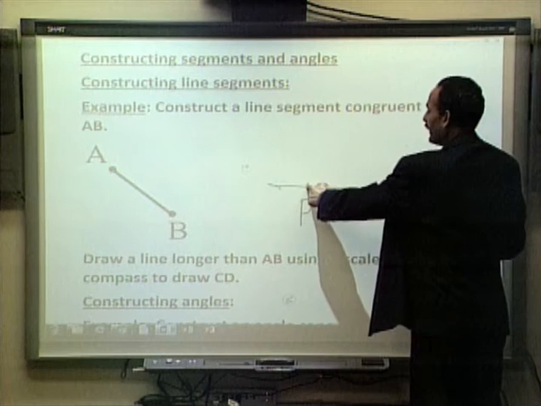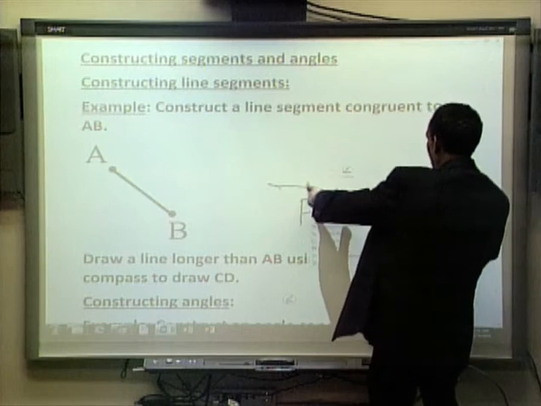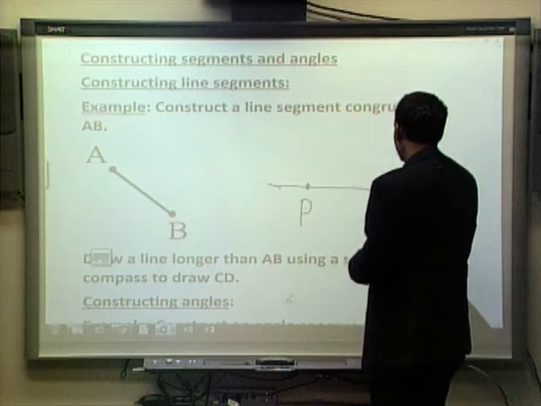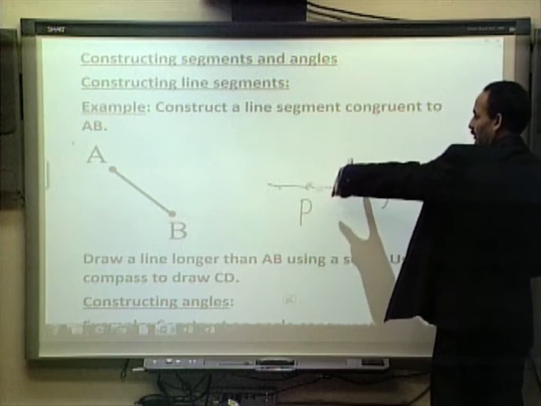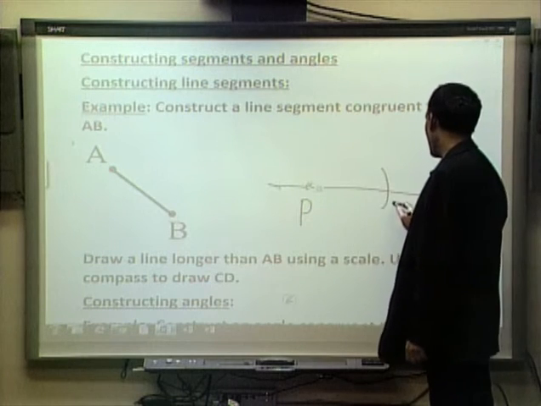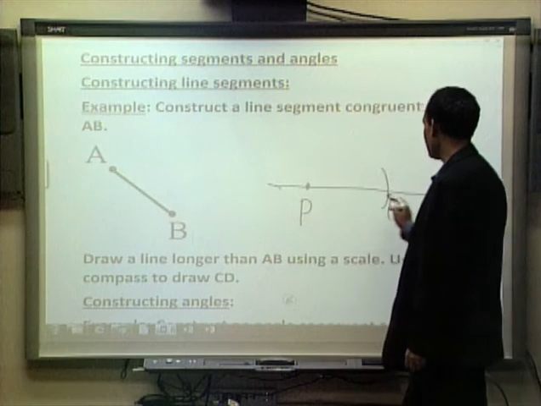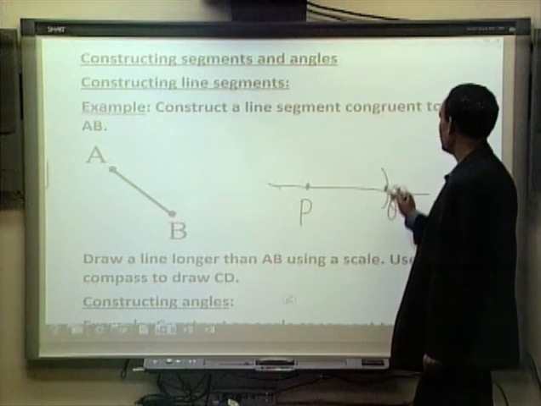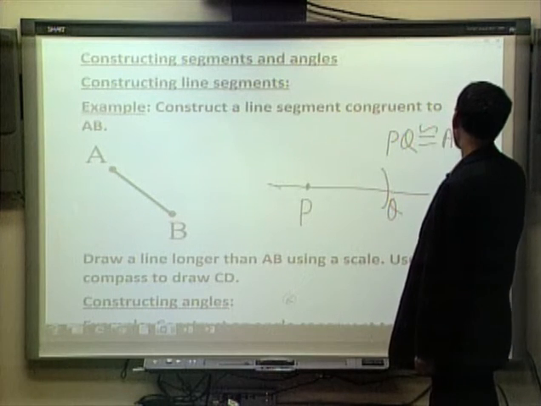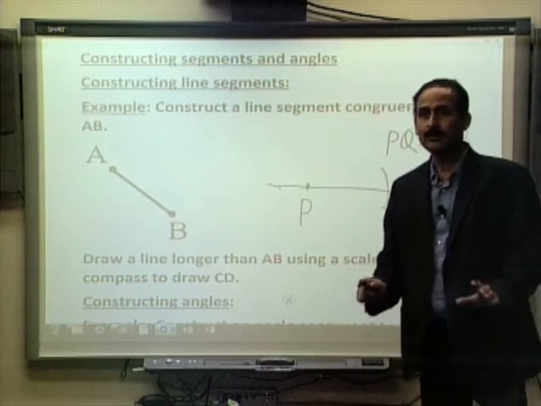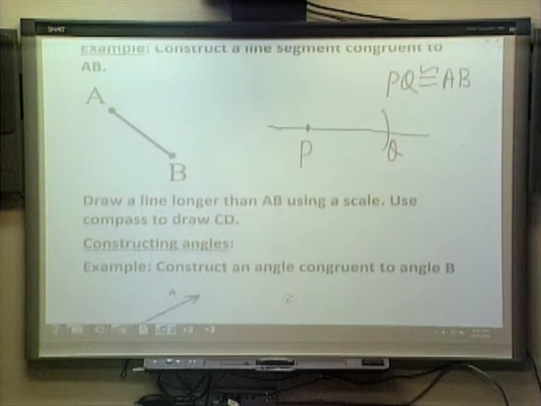With the same opening of the compass, we will put one end of the compass here and the pencil end will go here, and draw an arc. Let us say the arc meets the line at Q. So, this line PQ, if we construct this way, will be congruent to the line AB. That is how we use a compass to construct a line congruent to any given line.